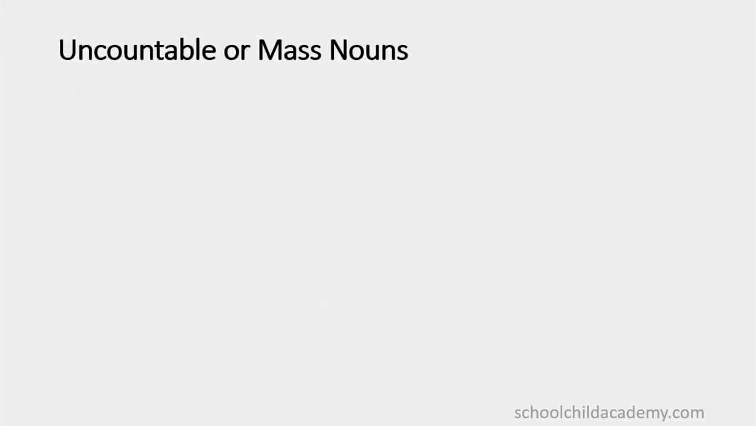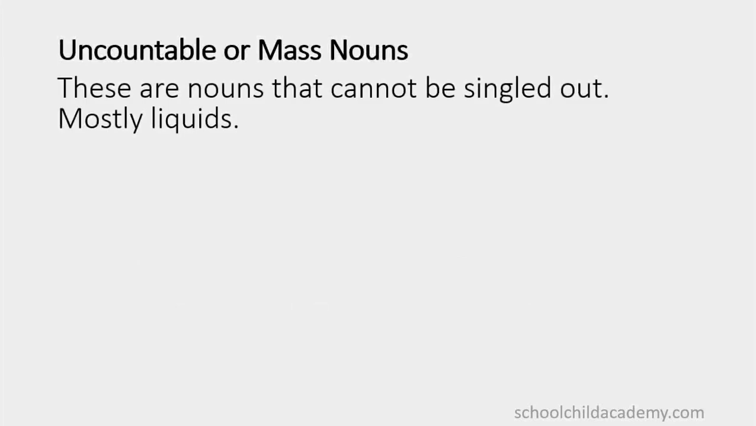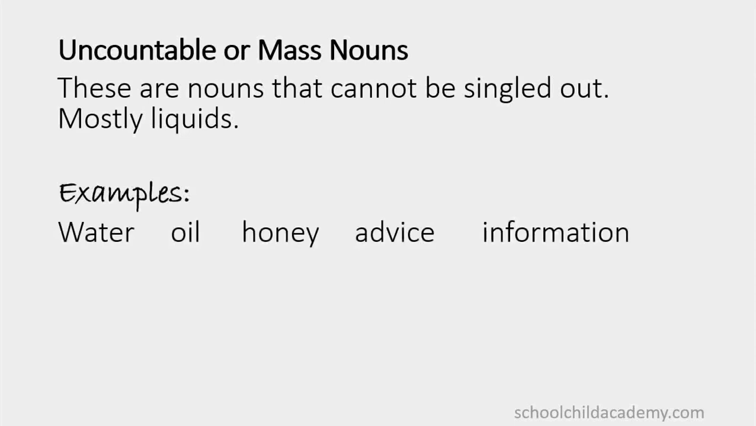Uncountable or mass nouns. These are nouns that cannot be counted or singled out. They are mostly liquids. Examples: water, oil, honey, advice, information, etc.